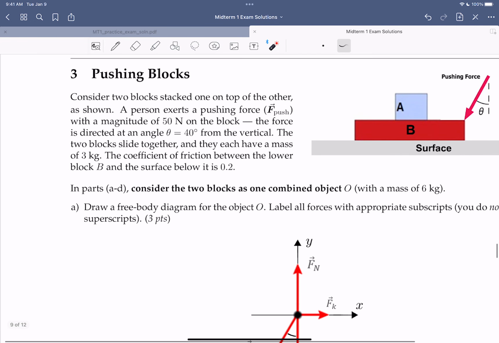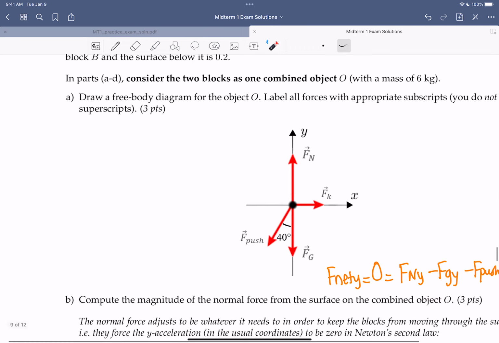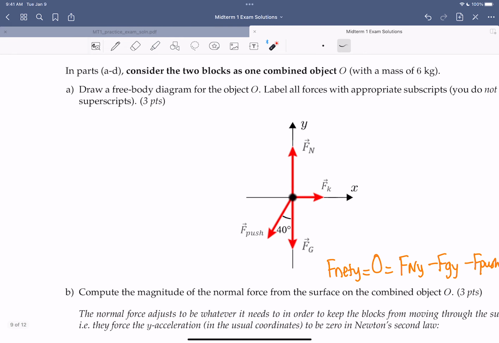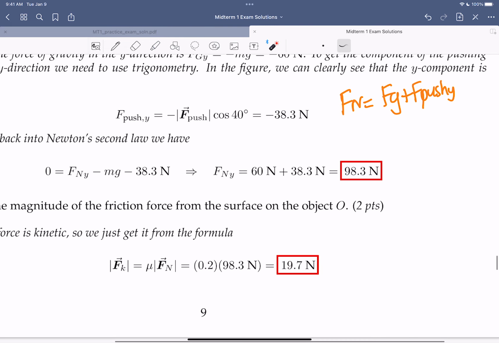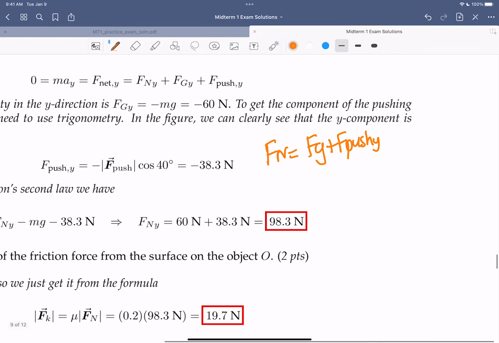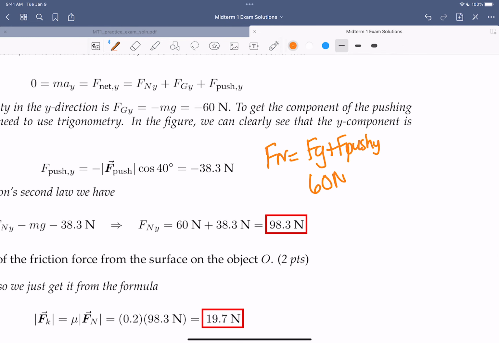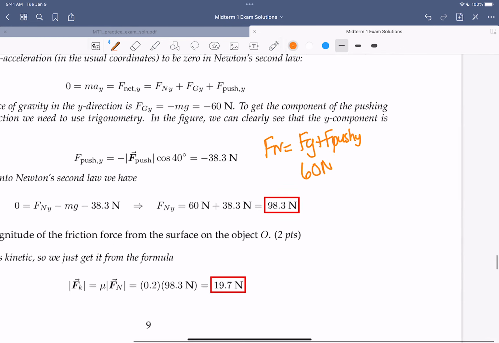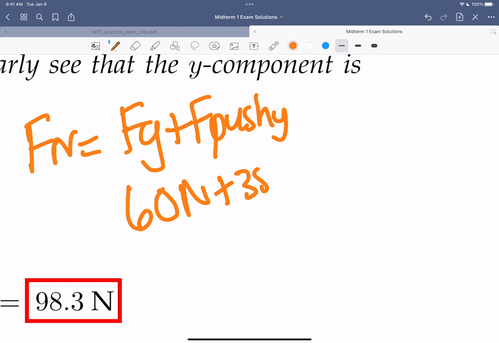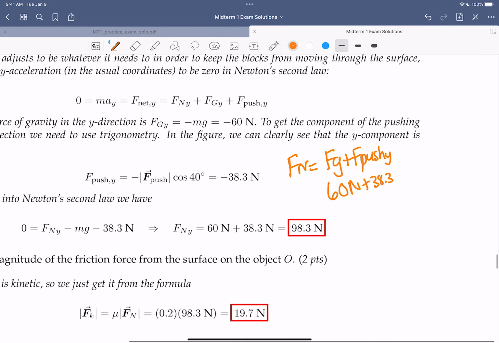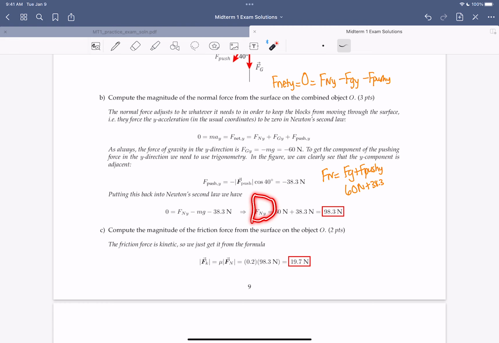Yeah, I was thinking about the two blocks together. Those are each 3 kilograms. So 3 plus 3, 6 kilograms, 6 kilograms times 10 meters per second squared is going to give you an overall 60 newton force for a combined force of gravity that factors in the weight of both boxes. That's where they're getting this 60 newtons here. So it should be 60 newtons, plus your F push Y, which was 38.3, and that should give you 98.3 for your Fn, your normal force.